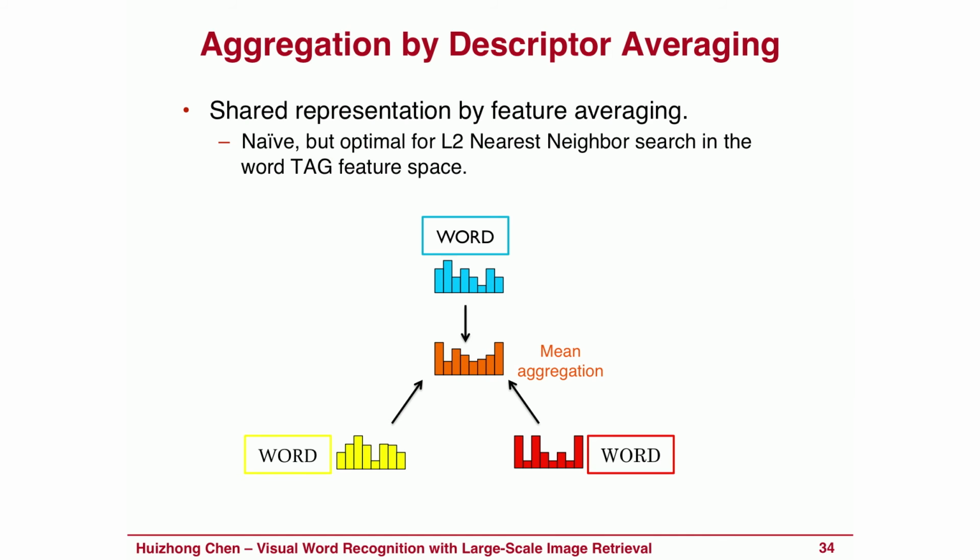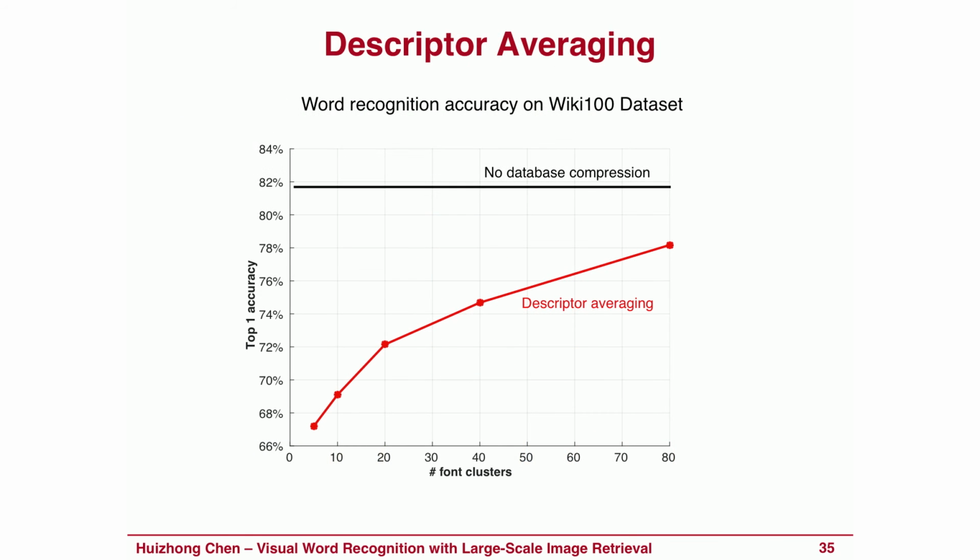Perhaps the simplest feature aggregation method is to average database features over the fonts. This seemingly naive scheme turns out to be the optimum scheme for L2 nearest neighbor search in the original word tag space. This figure depicts the word recognition accuracy as a function of the number of clusters. The database is more compact as the number of clusters reduces. Compared to the original method where no database compression was applied, the descriptor averaging scheme suffers from a significant performance drop.